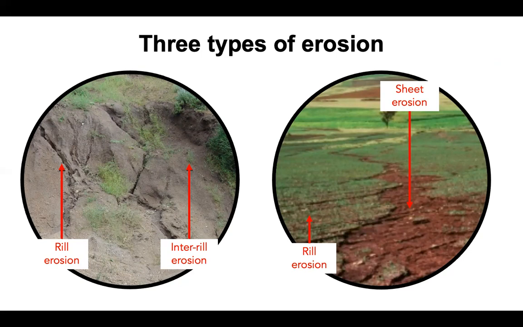Now, we'll explore this a little bit more in lab this week, but I just wanted to introduce you to the three types of erosion. Rill erosion, which can lead to gully erosion, or you can have rill erosion leading to our third type, which is sheet erosion.